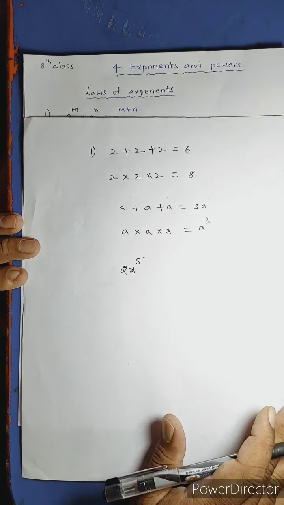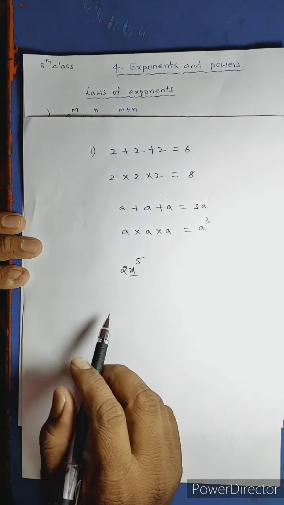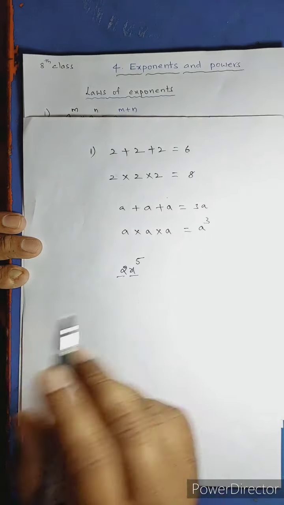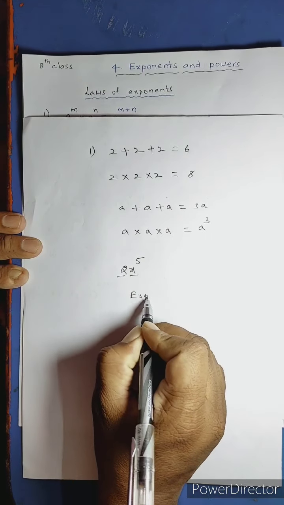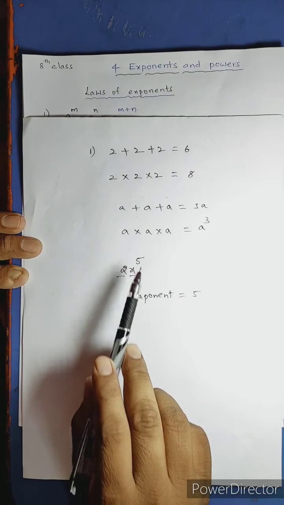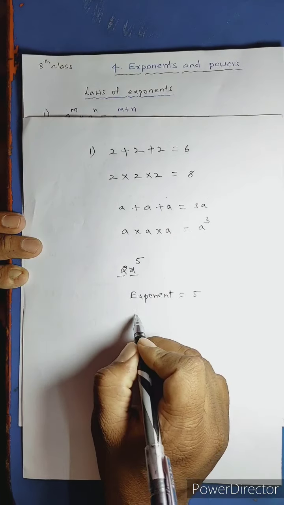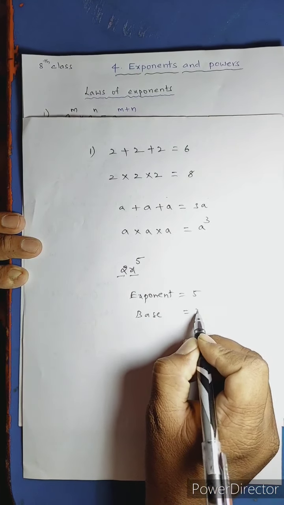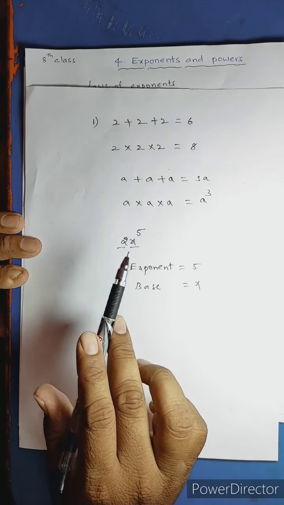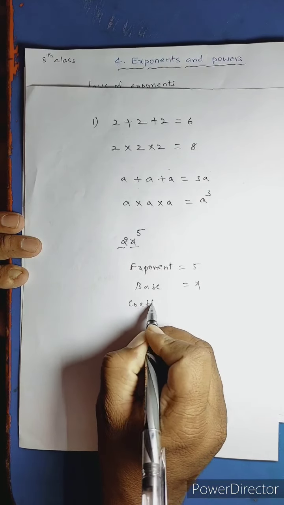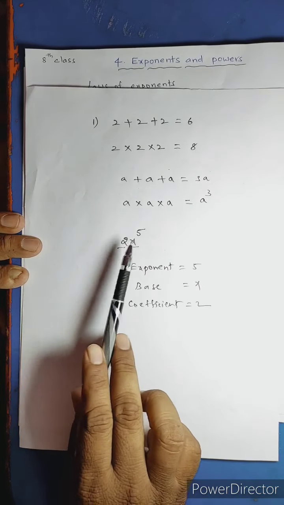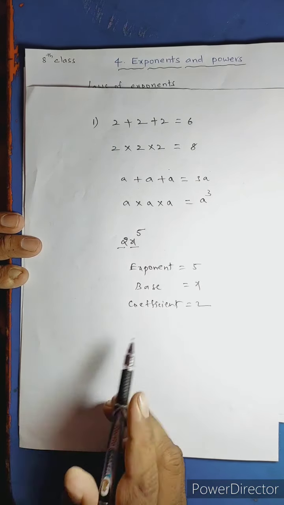Now, for example, 2x power of 5. In this term, which place does x belong to? Which place does 2 belong to? Which place does 5 belong to? In this case, the exponent or power is 5. For which one is this the exponent? x. So here the base is x, then 2 is multiplying with x power of 5, so 2 is the coefficient. Okay, 3 new words: exponent, base, coefficient.